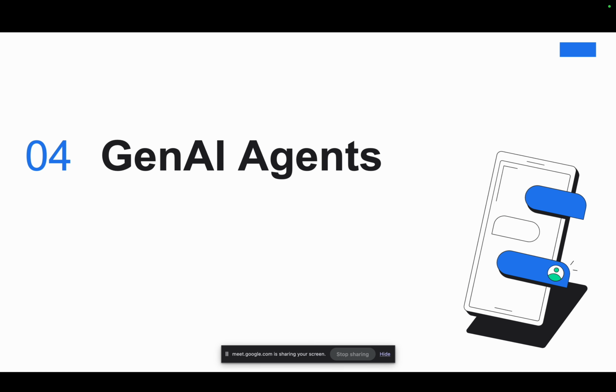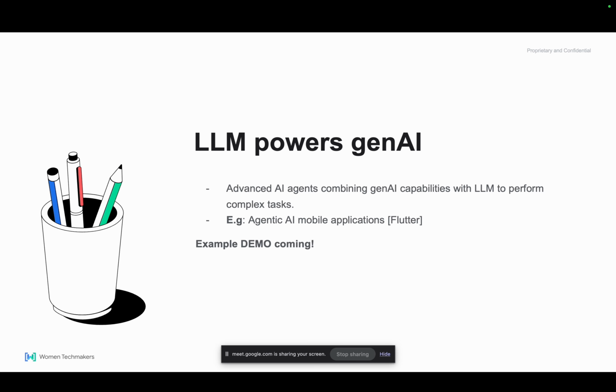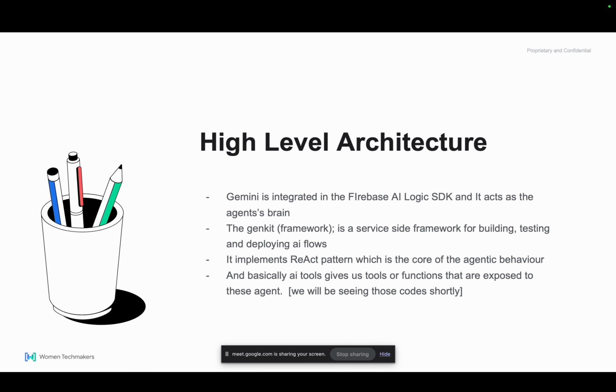Generative AI also evolved into generative AI agents. How it was able to do that is because it combined advanced AI agents with the capabilities of generative AI to be able to perform complex tasks. And in our presentation today, I will be showing you how it was able to do this.